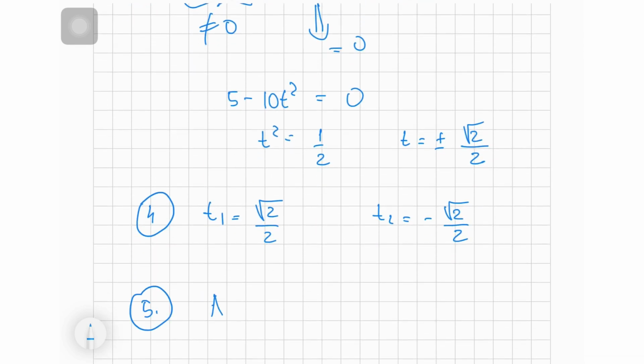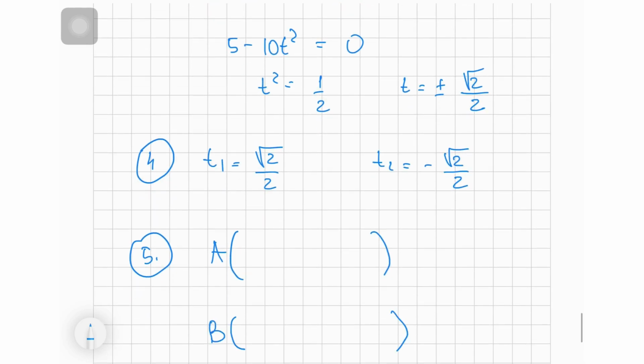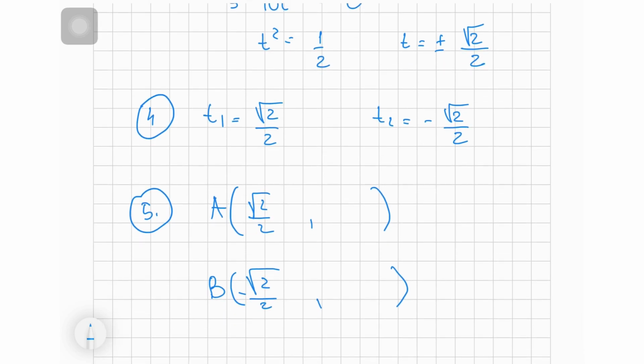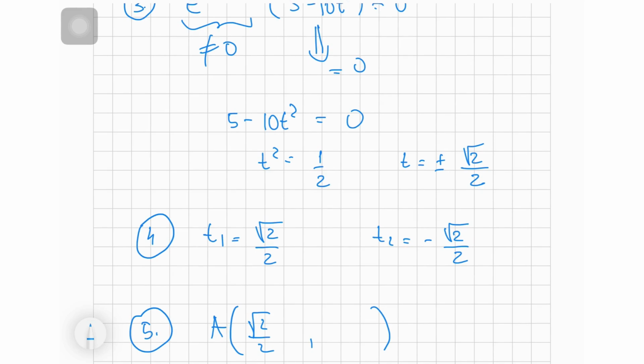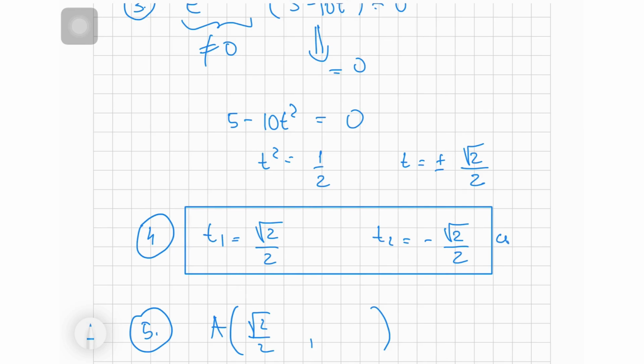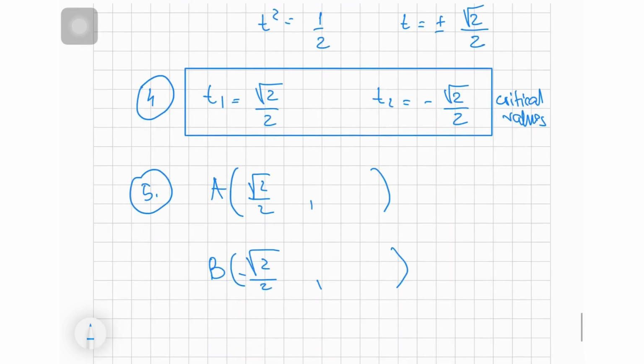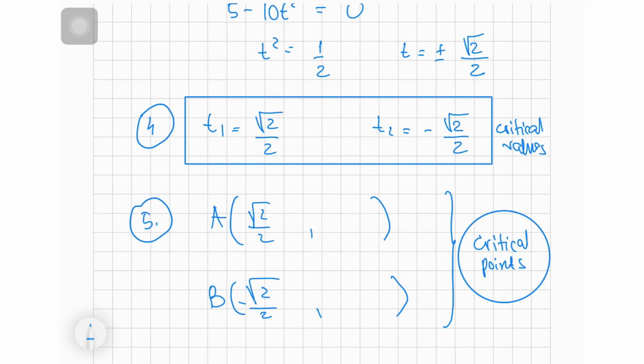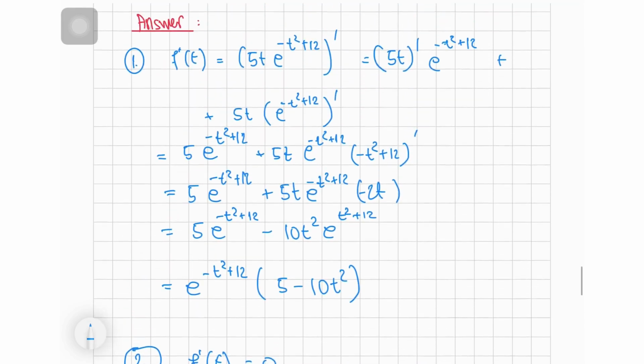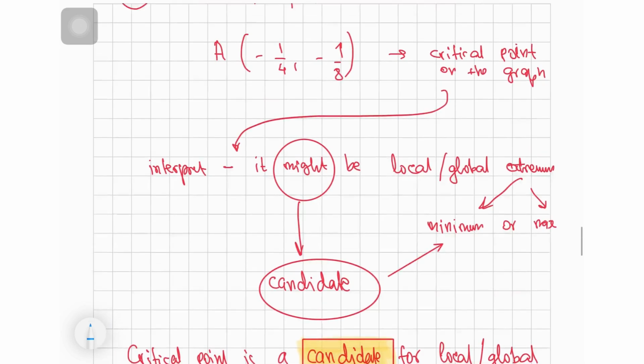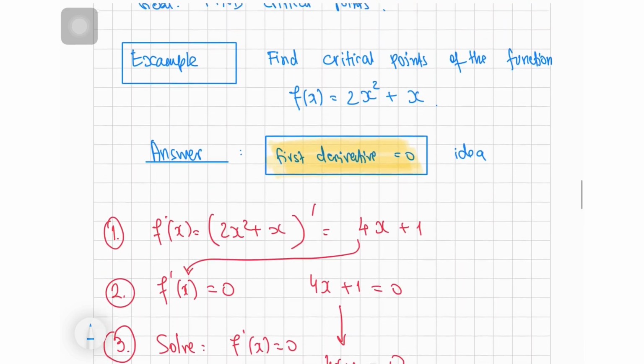And you can do as an exercise, find the values of the function at these points. So here is square root 2 over 2, here is the value, and those will be the critical values of the function, and these are the critical points, just a terminological difference. Okay. So that is how we find critical values and critical points of the functions.